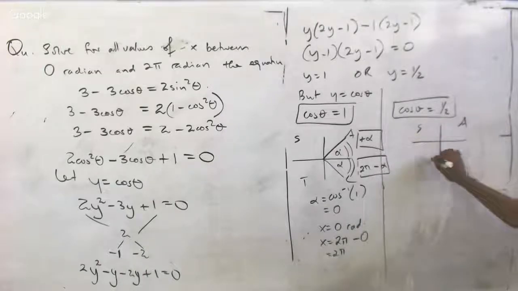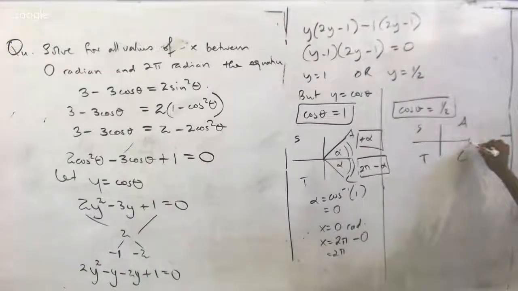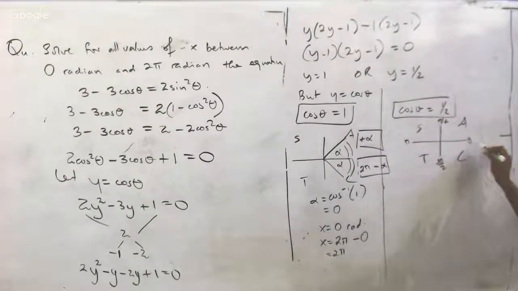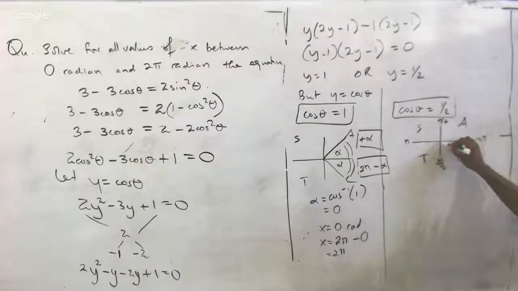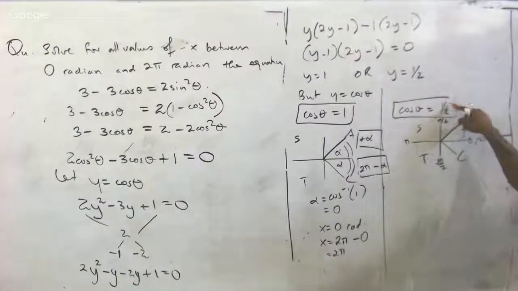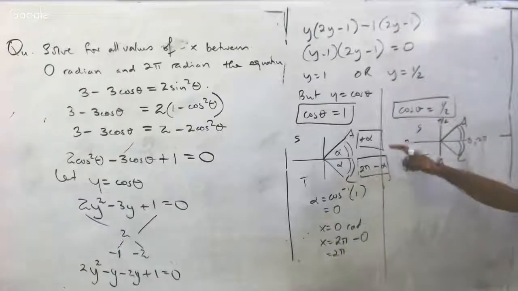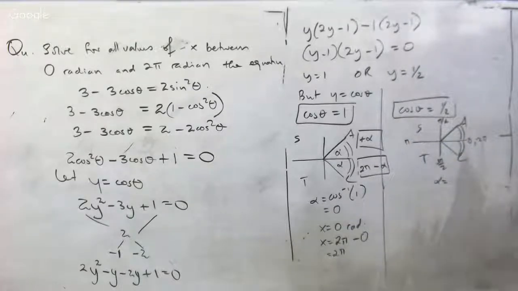same story. Draw your quadrant system. 0, pi upon 2, pi, 3 pi upon 2, 2 pi. Where is cosine positive? In the first and the fourth quadrant, A and C. Same story again, right? So in this case, my alpha is what? Cosine inverse of 1/2. So that is pi upon 3 with your fancy calculator. That is the only way you get pi upon 3, right?